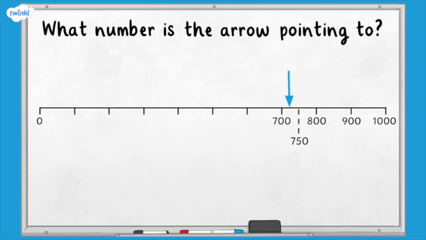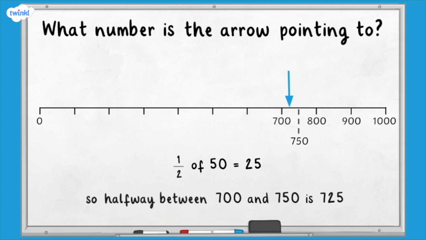The arrow is approximately halfway between 700 and 750. Half of 50 is 25, so halfway between 700 and 750 is 725. A good estimate for where the arrow is pointing would be between 720 and 730.